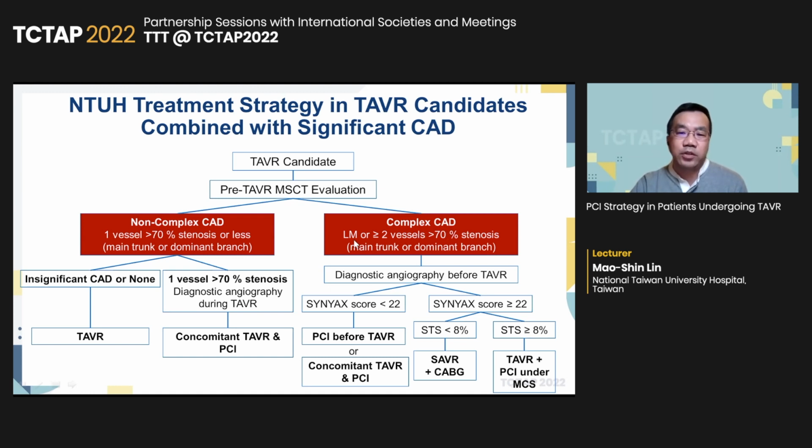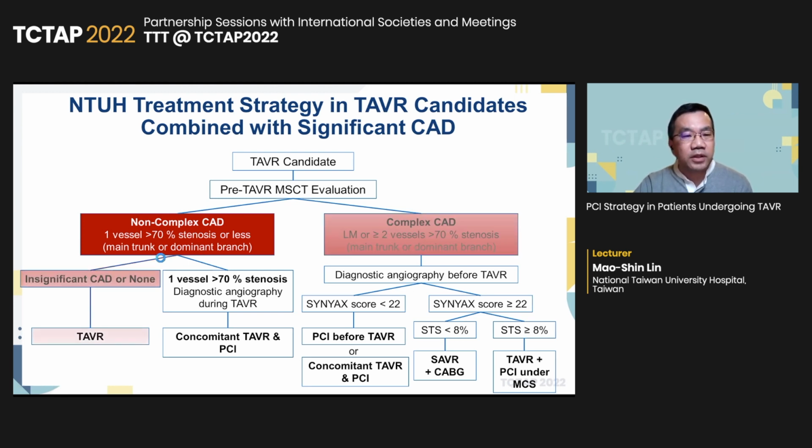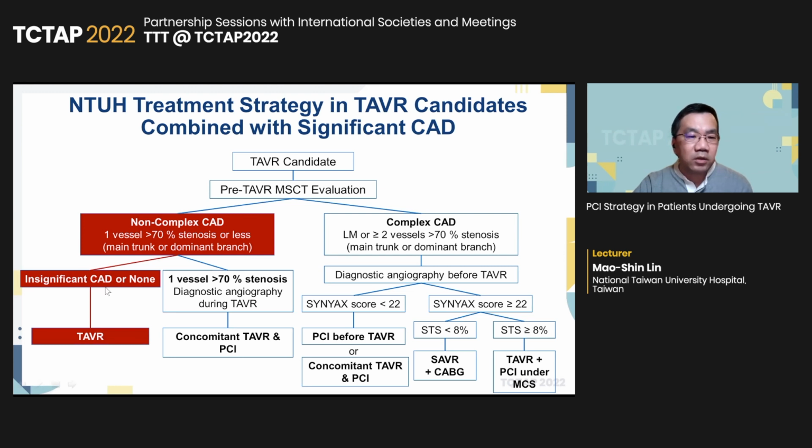It means that the patient has left main disease, or more than two vessel disease, or bifurcation disease in the main trunk of a dominant branch. We will arrange another cardiac cath before TAVR. Besides, if the MSCT tells us that this is non-complex CAD, meaning only one vessel has ischemic stenosis or less, and even if there is no significant CAD, we go directly for TAVR.